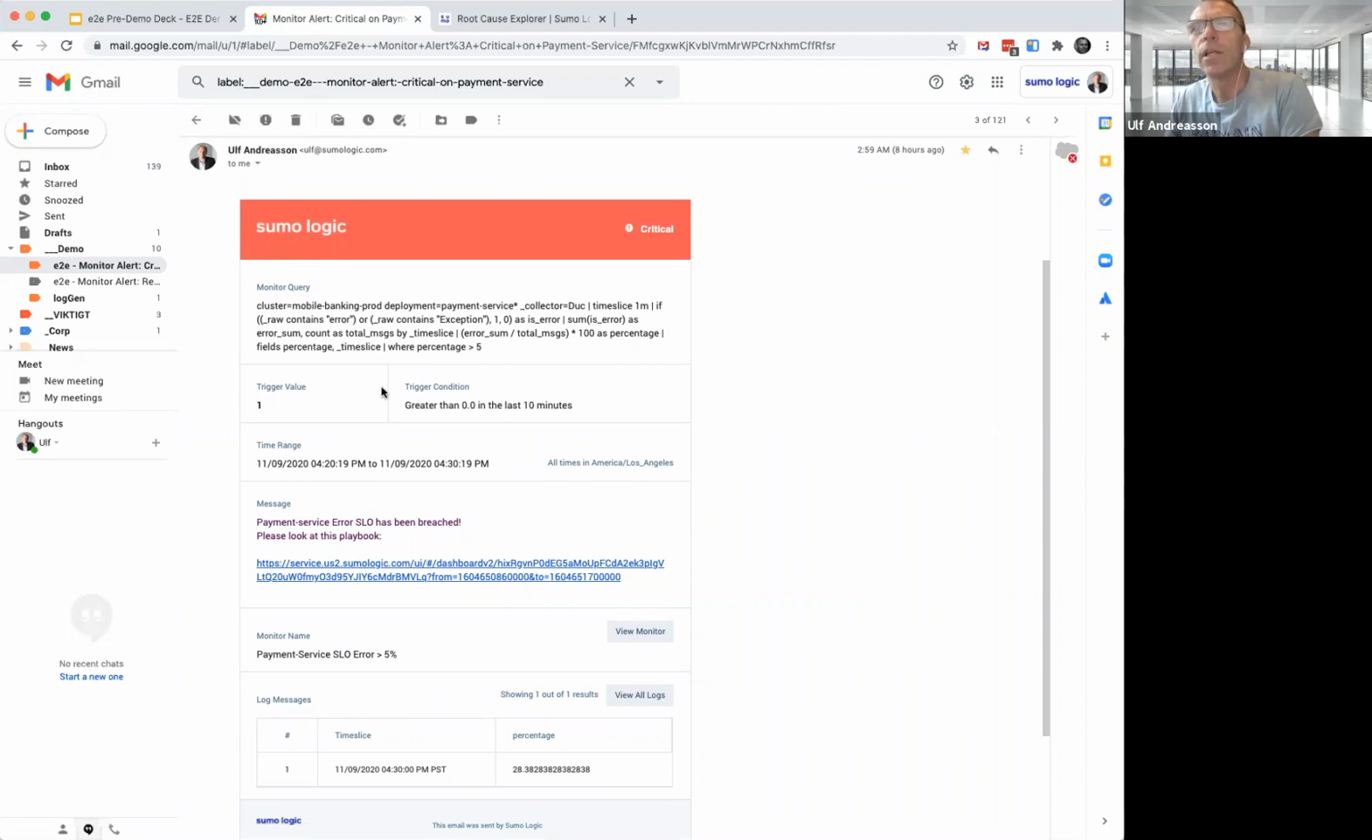So I can see that there's an SLO that's been breached. And I can see the time frame and different trigger values or conditions of that too, and effectively what level of breach I've reached and so on. But the beauty here is that I'm also given a link in this email. So I can just click on that link, and that will take me straight into the Sumo platform and into the relevant view, so to speak.